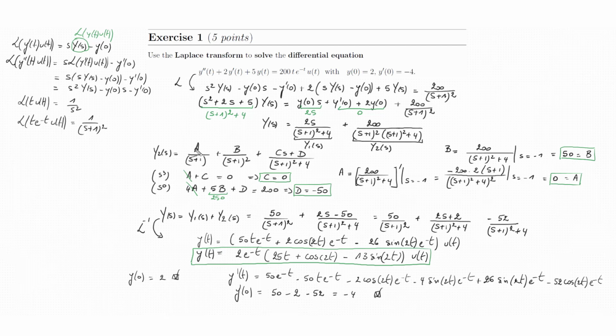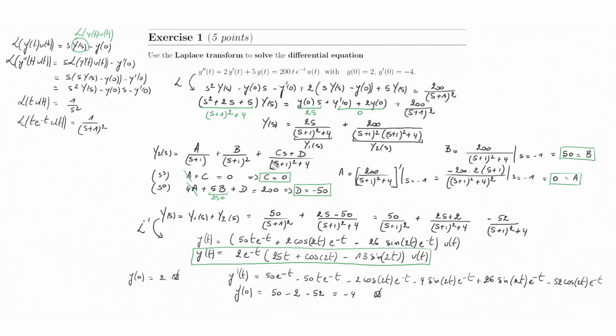For A, it's the same thing, but you have to take the derivative of this one over here. If this sounds new to you, well, you should have a look at the theoretical courses. Okay, so if we take the derivative of this one, this is what you obtain, and if you evaluate in s is equal to minus 1, you can see here that A is equal to 0.